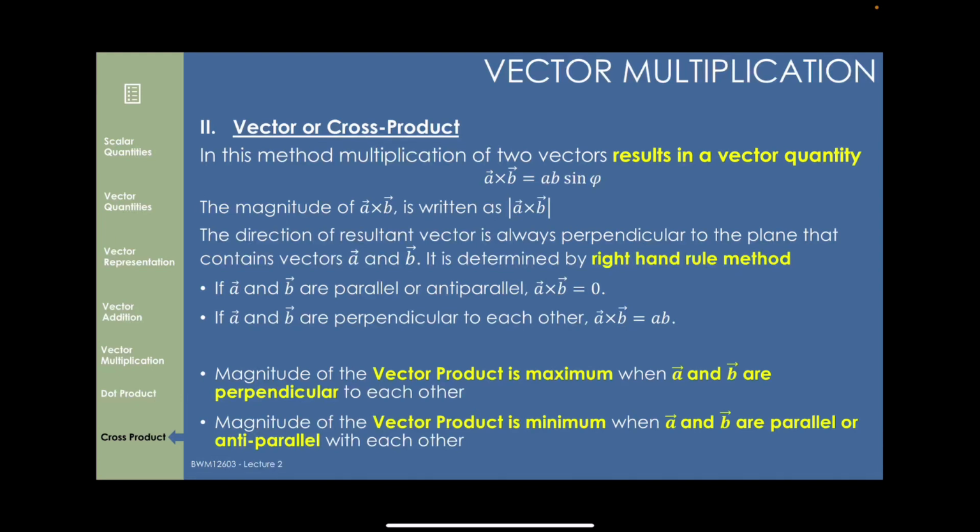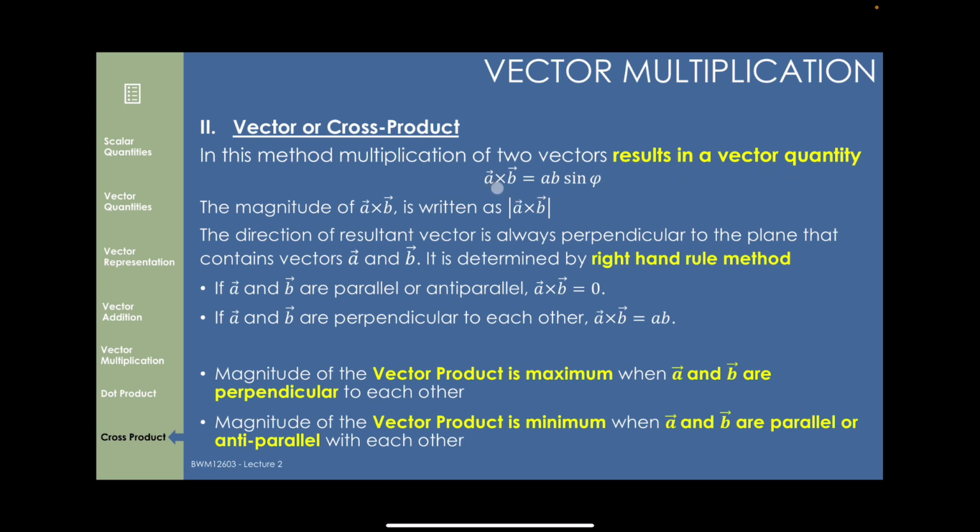Okay, now let's look at cross product. Cross product is the multiplication of two or more vectors in which the result of the multiplication is a vector quantity. In scalar or dot product, the result is a scalar quantity, but in cross product, the resultant is a vector quantity. So in this method, multiplication of two vectors results in a vector quantity.